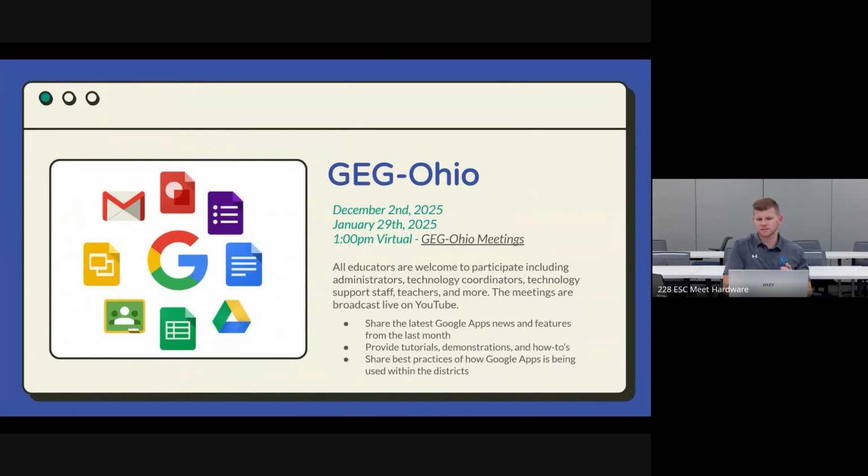And this last piece here is just a shout out to Eric's meetings. These are the GEG Ohio meetings, the Google Educator Groups. They are at 1 p.m. virtually on the dates that you see here. December 2nd is serving as the December meeting and the November meeting, just because typically not a whole lot of changes come out in either of those months. And just the way that Eric's schedule happened this year, that was the good date to make it happen. So catch up on all things Google on December 2nd and then again on January 29th.